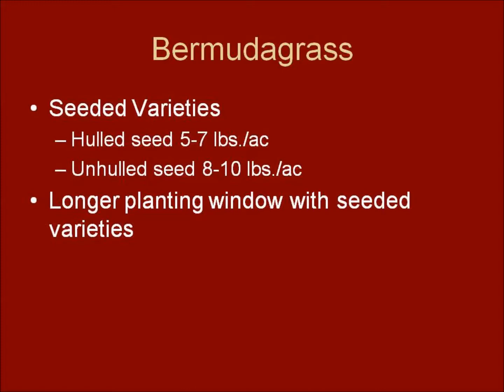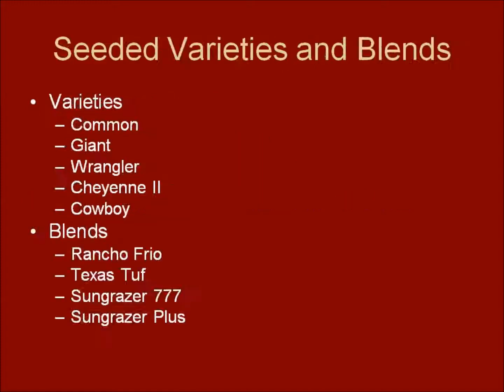We have a longer planting window with the seeded varieties as compared to the sprigged varieties. And what I mean by that is we can broadcast or put down this seed with a grass seeder of some sort, and that seed will lay there until ample soil moisture is obtained, enough to start the germination process. The same doesn't hold true for sprigging, and we'll discuss that in a little bit.